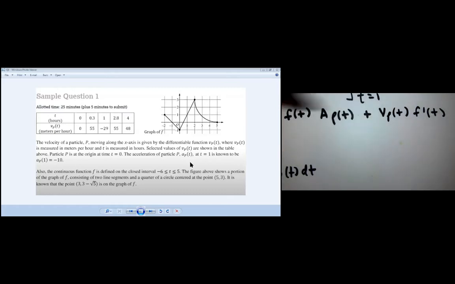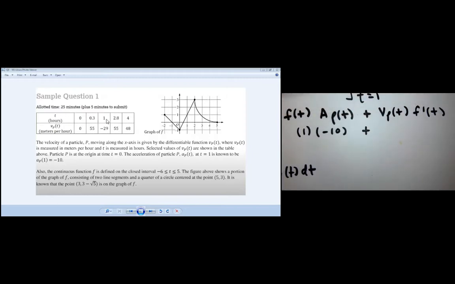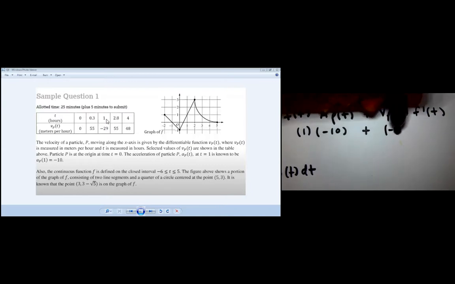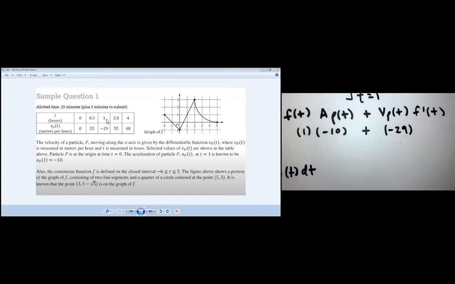Okay, and we're putting 1 into all of these. So what's f of 1? We got a graph for that. F of 1 is 1. What is a of 1? Remember we said earlier, accelerations were in the opening paragraph. A of 1, -10, plus v of 1, that's in the box. V of 1, -29. And somebody explain to us, how do we find f prime of 1, please?